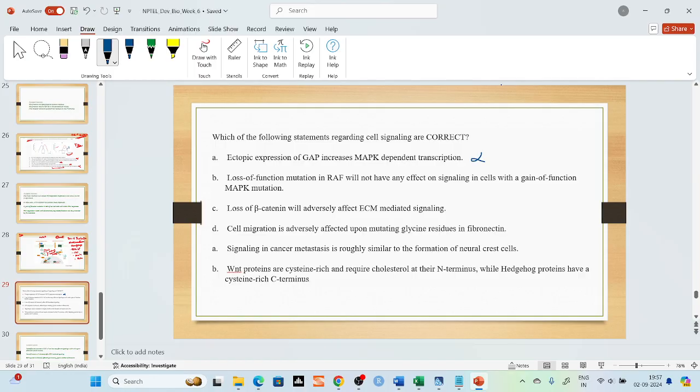Because I have already told you that when downstream molecules are upregulated, it doesn't matter what has happened to the upstream molecules. RAF is upstream of MAPK. So if MAPK has a gain of function mutation, it will be constitutively active, bypassing the need for RAF activation. So this is a correct statement.